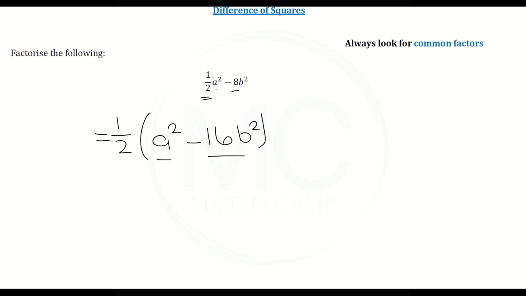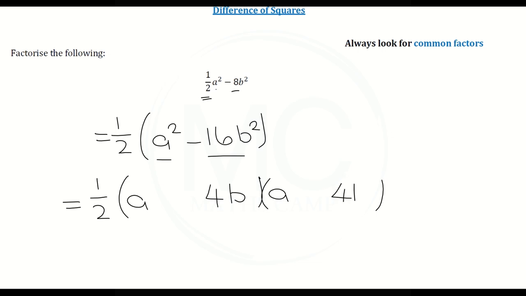They are both squares. So we can factorize using difference of squares. Let's write the 1 over 2 outside the bracket and draw in our two brackets. The square root of a squared is a. Put a in over here and a in over here. The square root of 16 is 4. So I'm going to get 4b over here and 4b over here. Now I can separate these terms with a plus sign and these with a minus.